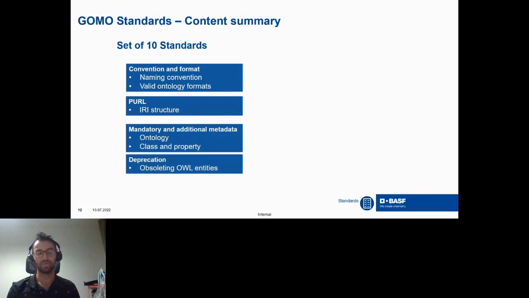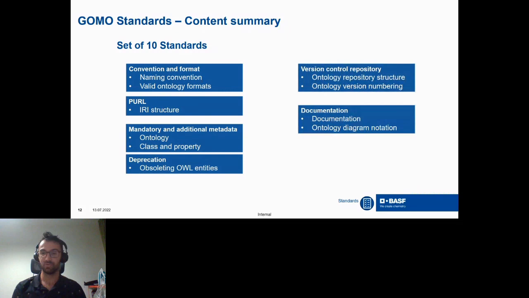Our standards do not gather only information related to the ontology and its content, but also topics around it. We have standards for structuring the ontology repository and also the management of the ontology version. And finally, we have the documentation, and inside it, we have another standard just for our own diagram notation to represent the schema of the ontology.